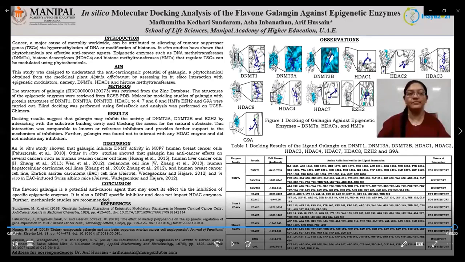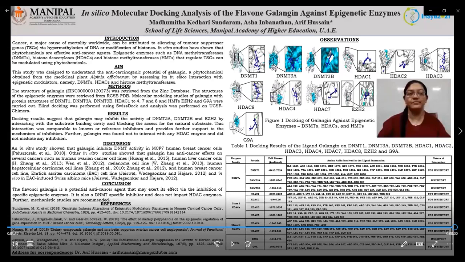I mean, what is the reason that you trust your molecular modeling studies? Similar previous studies using other phytochemicals had been carried out at our laboratory also. And there are in vitro studies also being carried out at our laboratory.